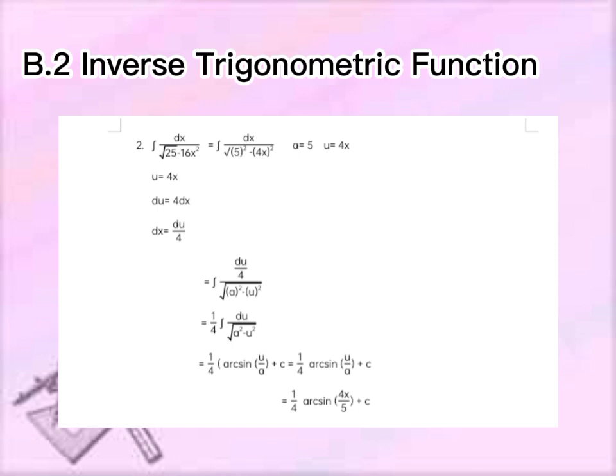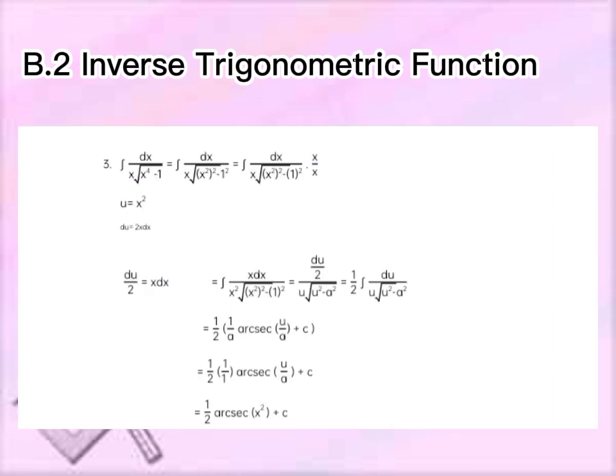So this is equivalent to 1/4 times arcsin of u all over a, plus 1/4 times the constant, which is still plus c. But remember, our u is equal to 4x and our a is equal to 5, so we have to back substitute that. So we have 1/4 arcsin of u, which is 4x, all over 5 plus c. So this is our final answer. Let's move on to problem number 3.